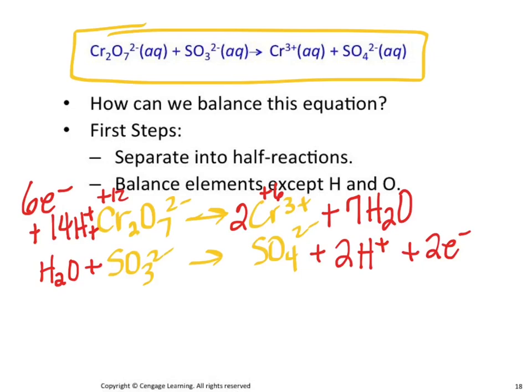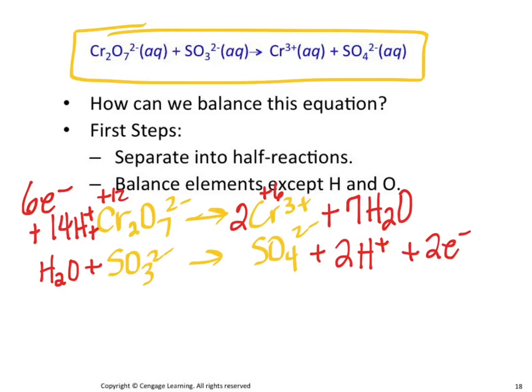Why did you add the water on the left side? Because I had to get my oxygens balanced. I have 4 oxygens on one side and 3 on the other. How come we didn't put H2 and instead we put 2H? That's what we just talked about. This is an acidic solution, so where do I get acid from? H plus. If it was basic, would we be adding? We're going to add another step in a basic solution.